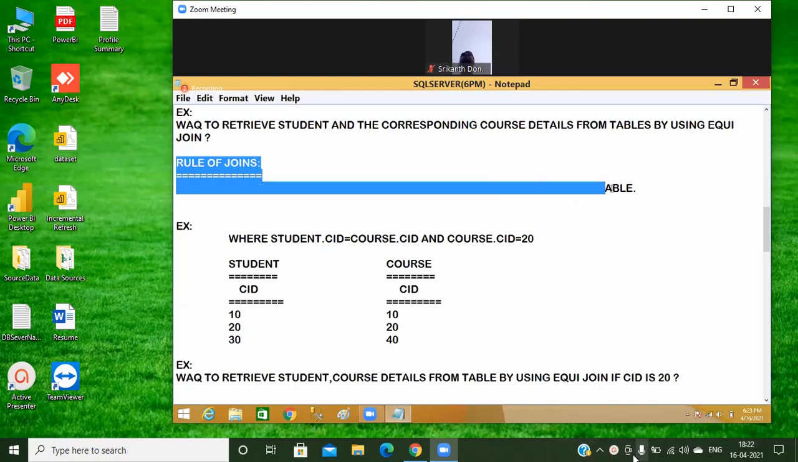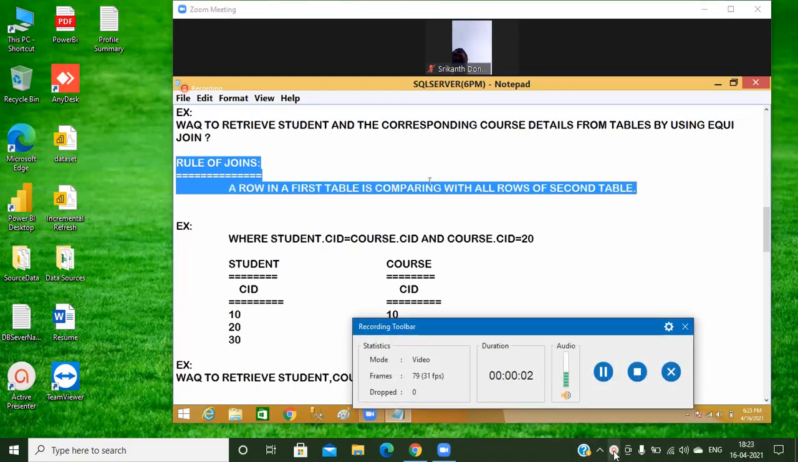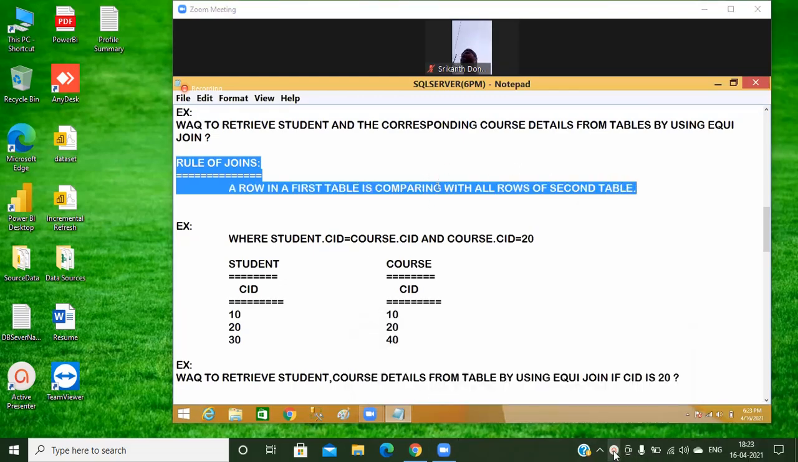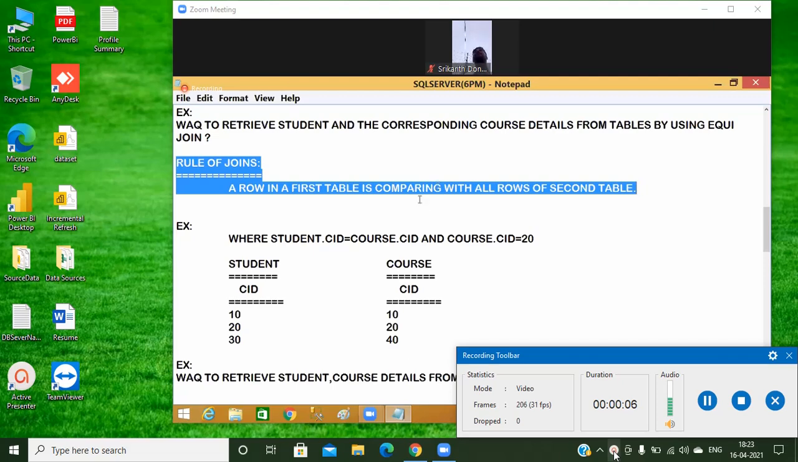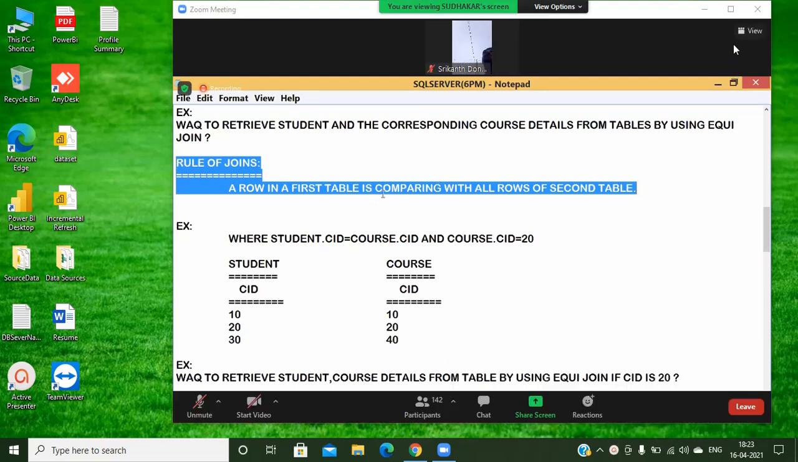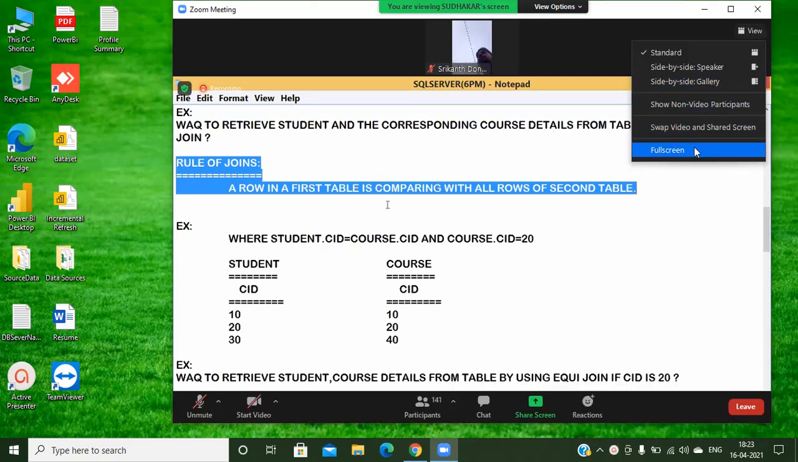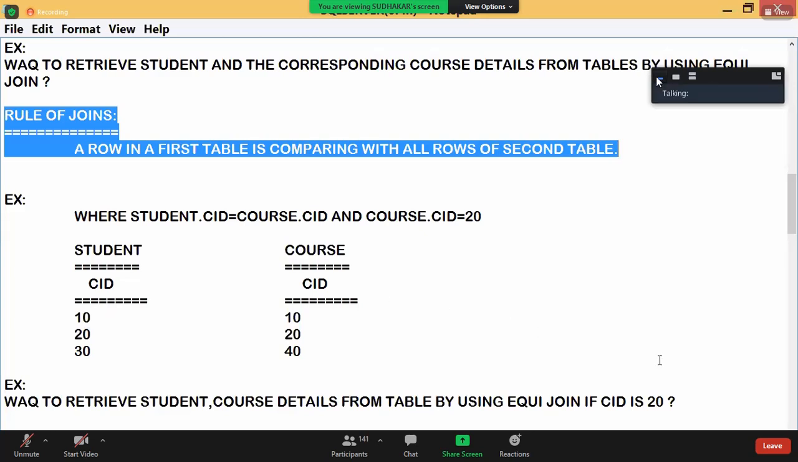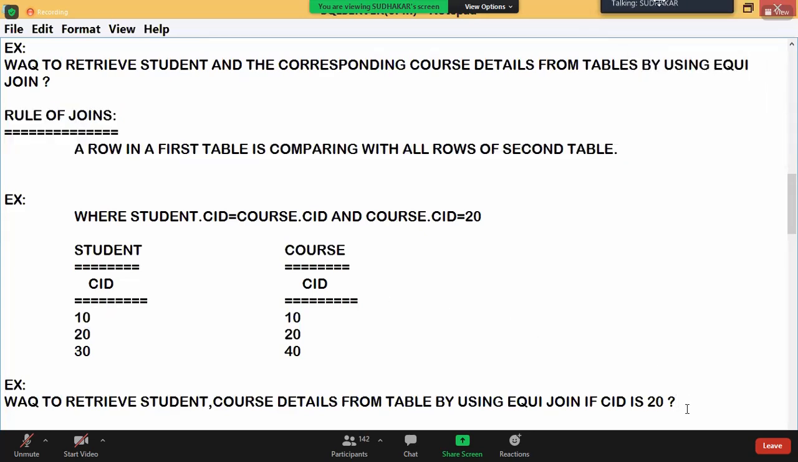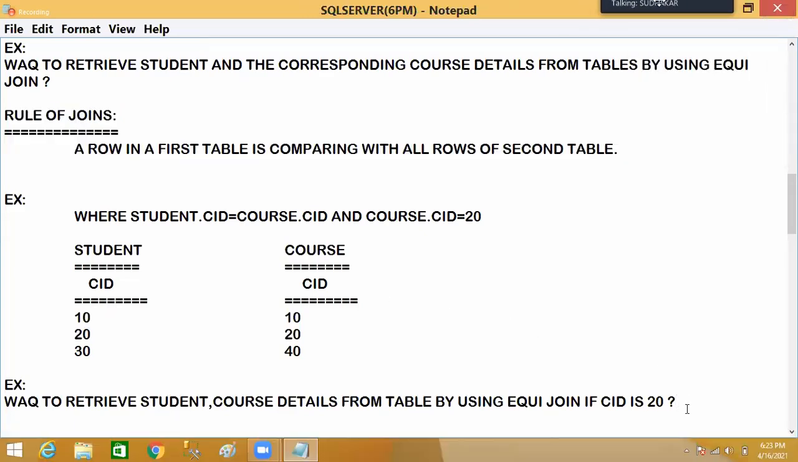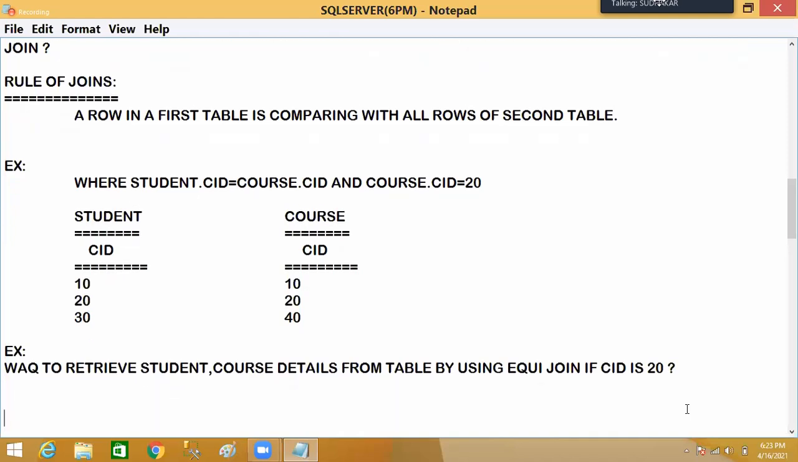All rows of a second table. So this is what we call, guys, here, the execution process of all joins, and every join condition is internally executed based on this rule. Okay, so this is one example, a few examples of how it retrieves your data.